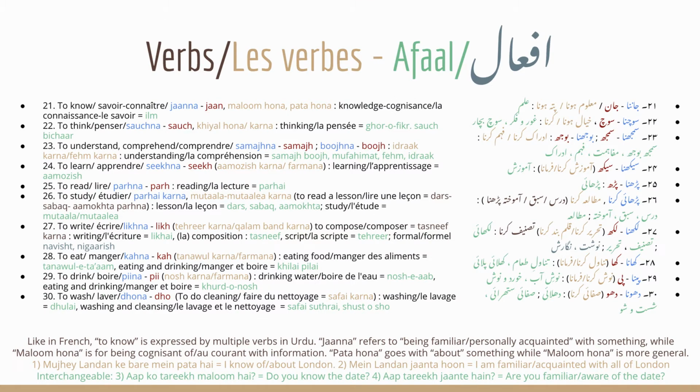Verbs. Afal. So you did verbs 1 through 20, and they were largely simple verbs. Today is kind of a mix. It's mostly simple verbs, but for a lot of the English verbs, there are multiple verbs because they have different nuances. So to know is jana.